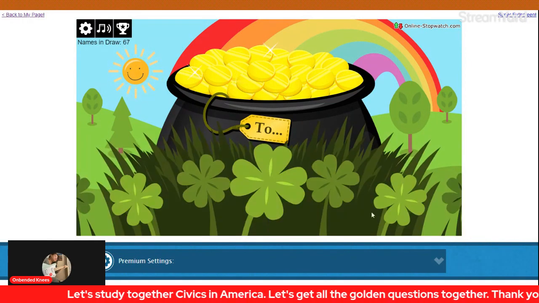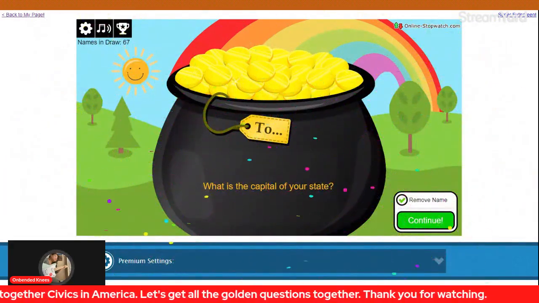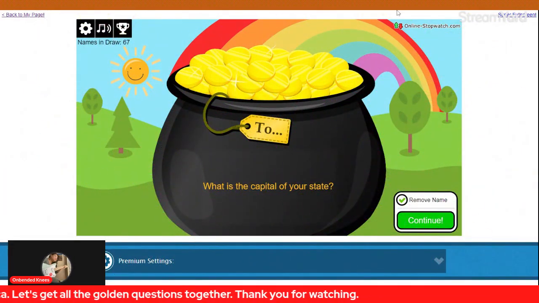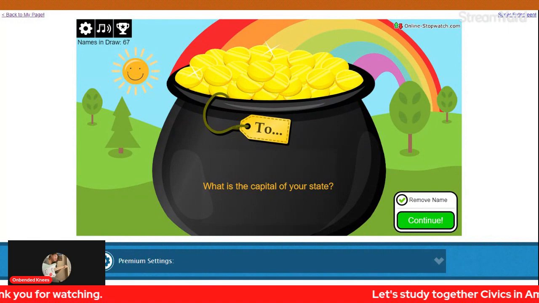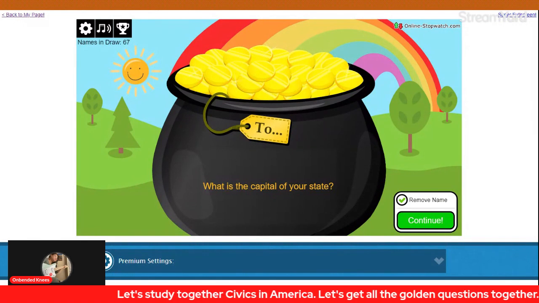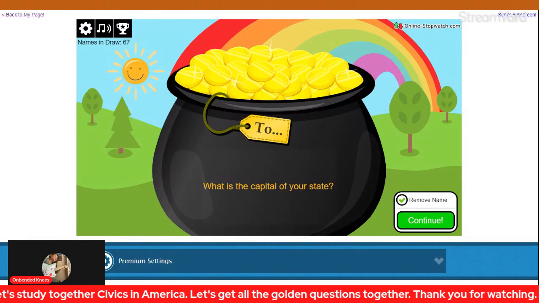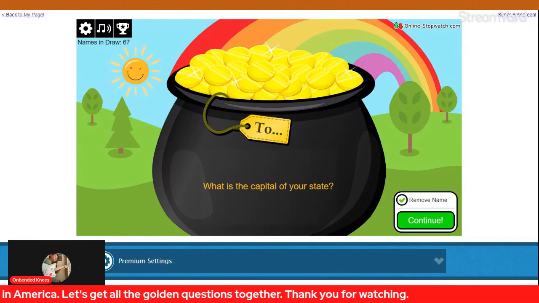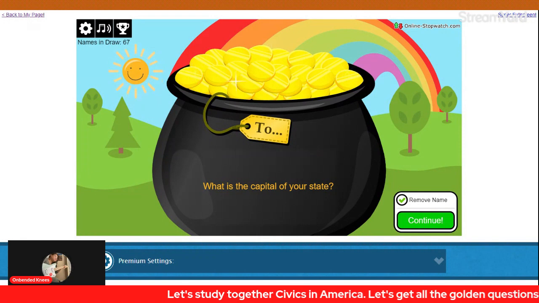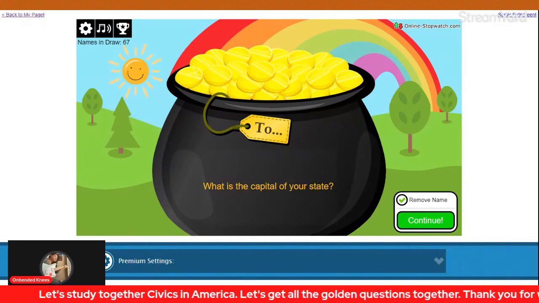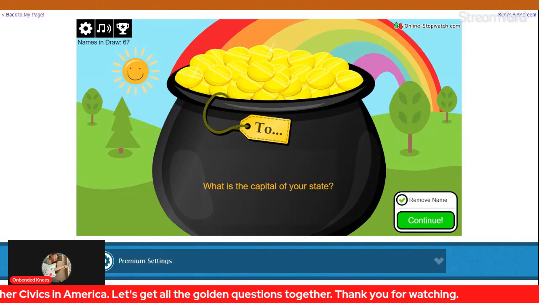Next, the capital of your state. It depends. For example, if you're in California, the capital of your state is Sacramento. If you're in Arizona, Phoenix. If you're in Nevada, that's Carson City. If you're in Utah, Salt Lake City. If you're in Colorado, Denver, I guess. It's up to you, but it's also for your benefit if you know the capital.